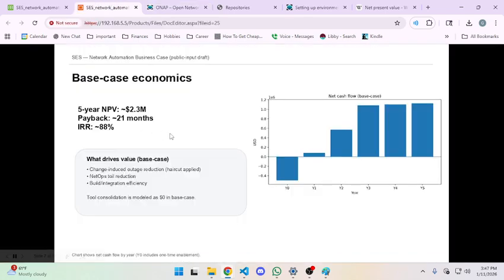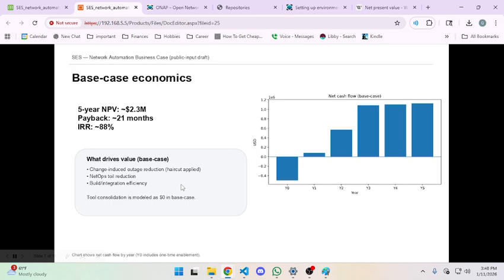All right. So payback should happen around 21 months. Internal rate of return would be 88%, which seems insane to me. So what drives value? Best case, change induced outage reduction, haircut applied. I don't know what they mean by haircut. You wrote this. What do you mean by haircut? And then net ops toil reduction, build slash integration efficiency, tool consolidation is modeled as $0 in base case.